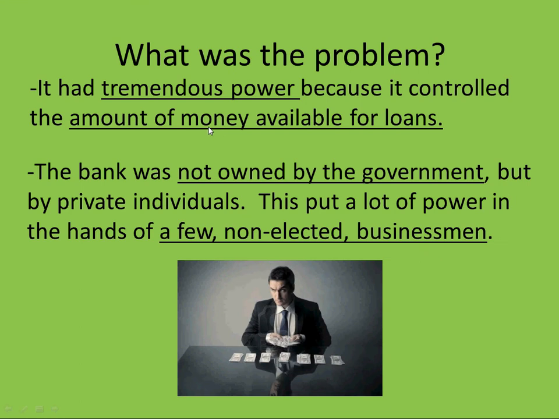Now, the huge problem that people started getting upset about: one, it had a lot of power because it controlled the amount of money available for loans. So if they didn't like a certain bank, they could just say, we're not giving you the money. If they decided there was too much money flowing out there, they would stop giving out loans, and that made people like poor farmers angry, obviously, because they needed money for feed, supplies, and seeds. If they can't get the available money, they can't grow their crops, and they can't live, so things don't work out very well for them.